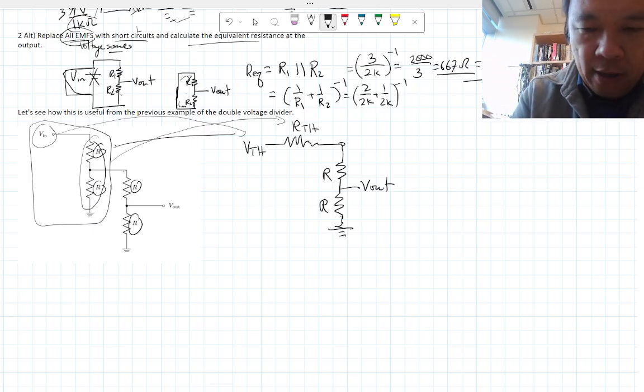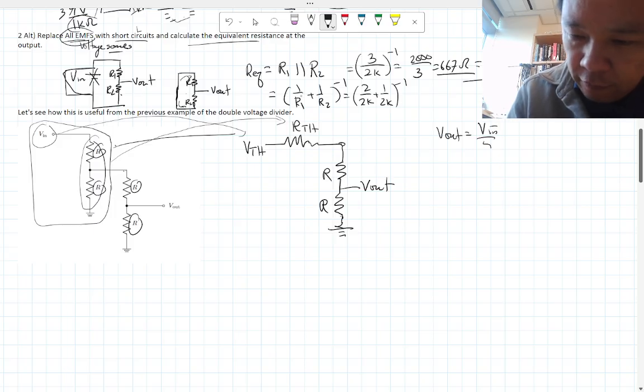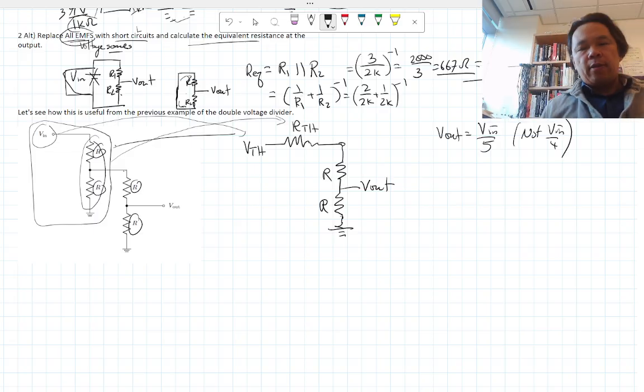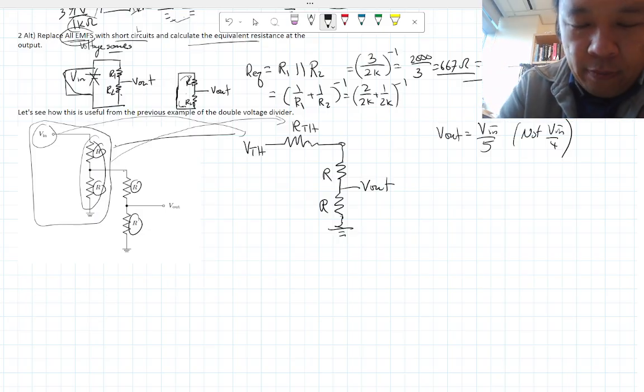Those of you who did the homework already will know that this V out is going to be, if I remember right, V in over 5, not V in over 4 as you expected. So let's see if we can get the same answer here.